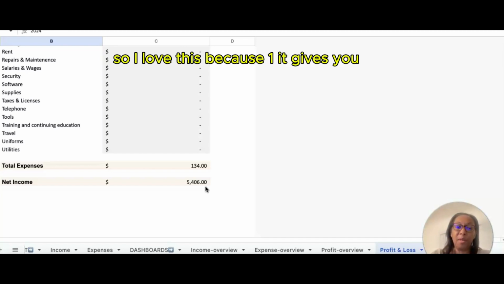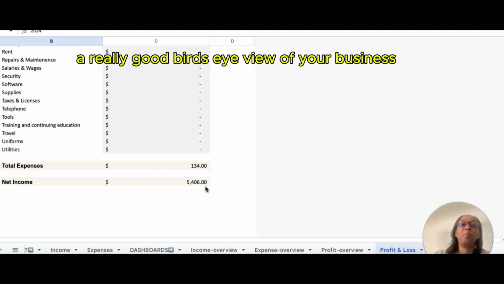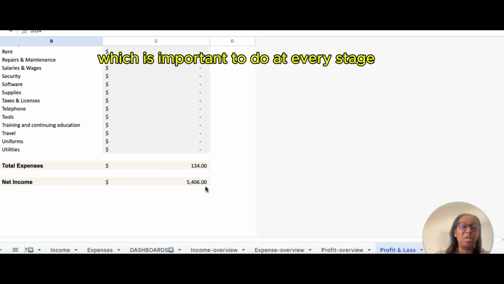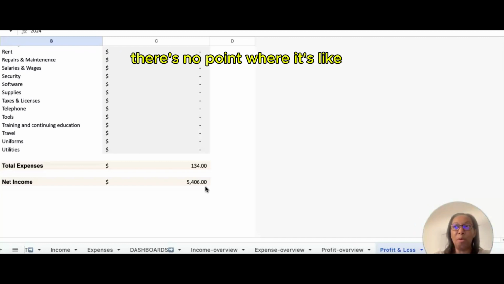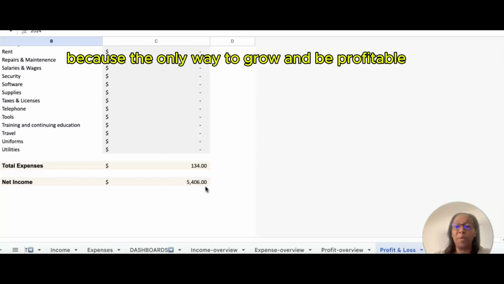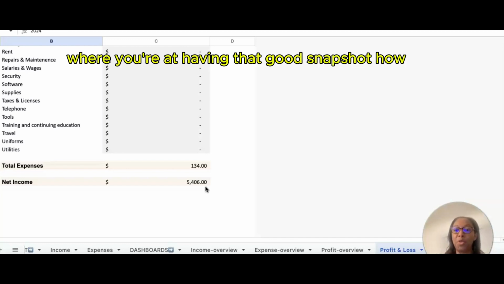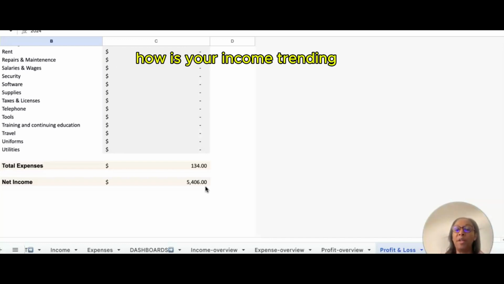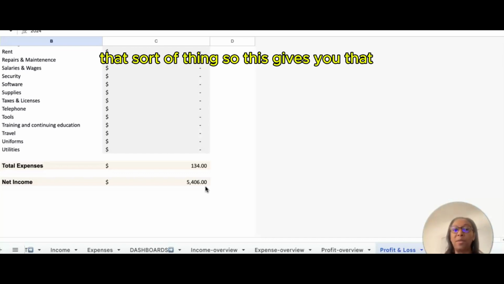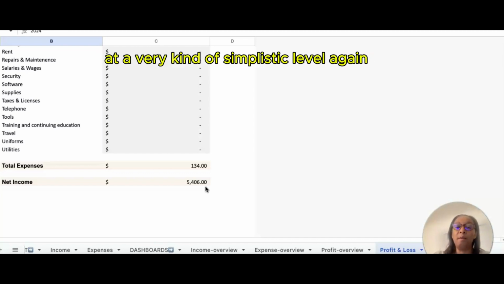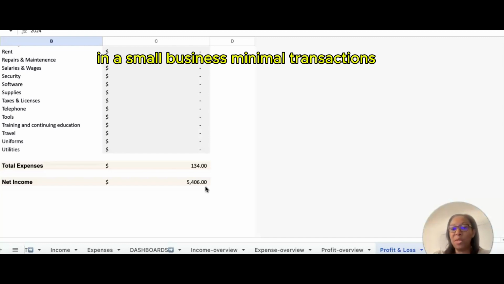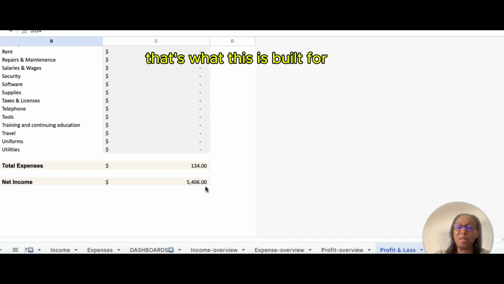So I love this because, one, it gives you a really good bird's eye view of your business, which is important to do at every stage. There's no point where it's like, okay, well, my business is too small, I shouldn't be keeping track of it. You should, because the only way to grow and be profitable is to see where you're at, having that good snapshot. How is your income trending? How are your expenses trending? That sort of thing. So this gives you that at a very simplistic level. Again, small business, minimal transactions. It's what this is built for.